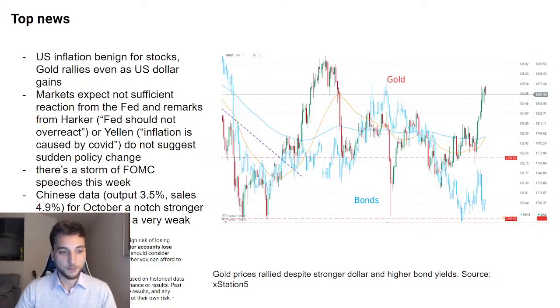Chinese data output. So Chinese data has been under much more focus since the beginning of the pandemic and the economic recovery, because they were the first country really to majorly recover. Output is at 3.5%, sales at 4.9% for October, a notch stronger than expected after a very weak September. So we are seeing a recovery in the second economy of the world as well, which is huge.